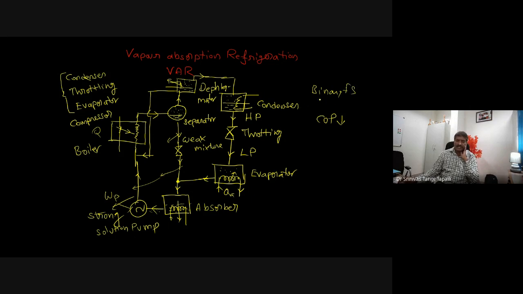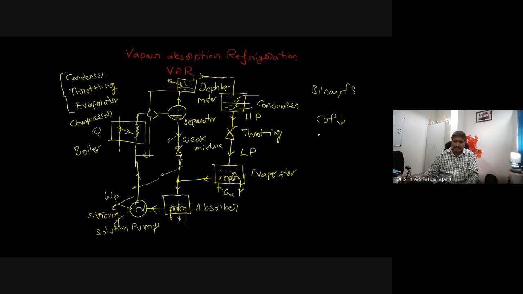Advantage of binary fluid system: the heat addition temperature is variable, and also the temperature of the working fluid is variable in the condenser as well as the absorber. It is a close match between the external fluid and working fluid. That's an advantage. COP is low, and anything else?